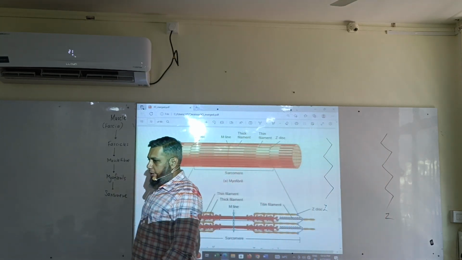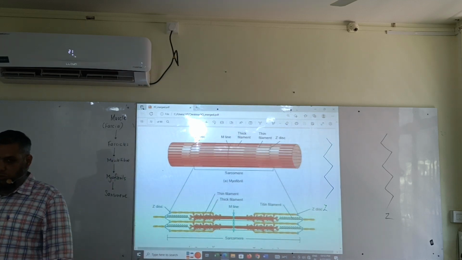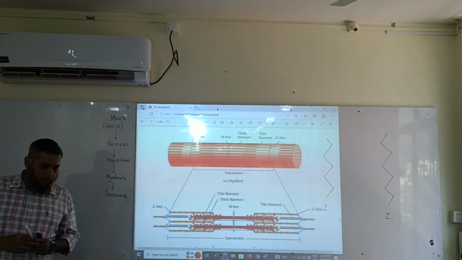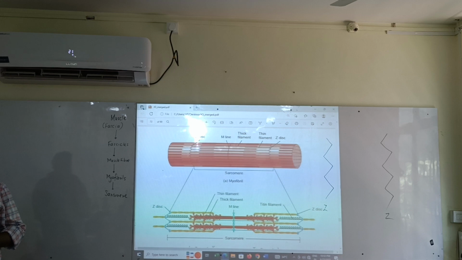The sarcomere is made up of how many types of filaments? Two. Thick and thin. Thick filaments are called myosin filaments, and thin filaments are called actin filaments. Thick filaments are made up of a protein called myosin, and the thin filament is called an actin filament, and it is made up of actin, troponin, and tropomyosin.